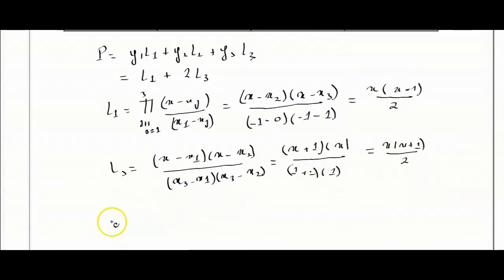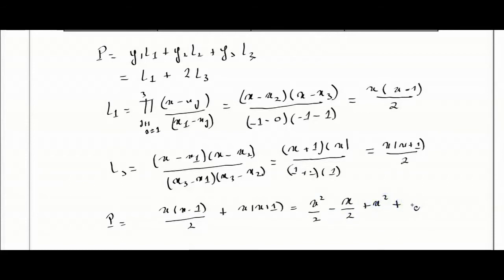So the interpolation polynomial will be given by (x minus 1) over 2, plus 2 times L3, here plus x multiplied by (x plus 1). So it's equal to x squared over 2 minus x over 2 plus x squared plus x. So it's equal to 3 over 2 x squared plus x over 2.